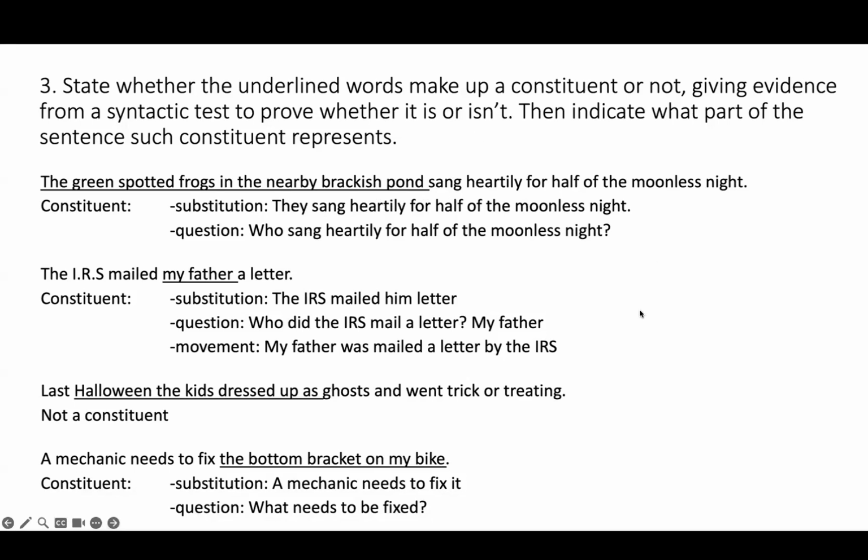Work. So perfect. We did also an additional test. We asked a question: who sang heartily for half of the moonless night? The response obviously can be the green spotted frogs in the nearby brackish pond. Then therefore, we determine that it is indeed a constituent.